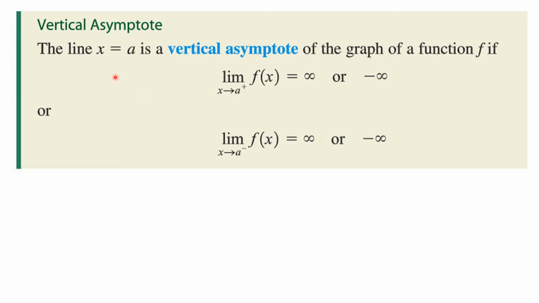All right, so let's quote those definitions then. A vertical asymptote: the line x equals a, that's a vertical line, by the way, is a vertical asymptote of the graph of a function f if the limit as x tends to a from the right is equal to infinity or minus infinity, or the limit as x tends to a from the left is equal to infinity or minus infinity.